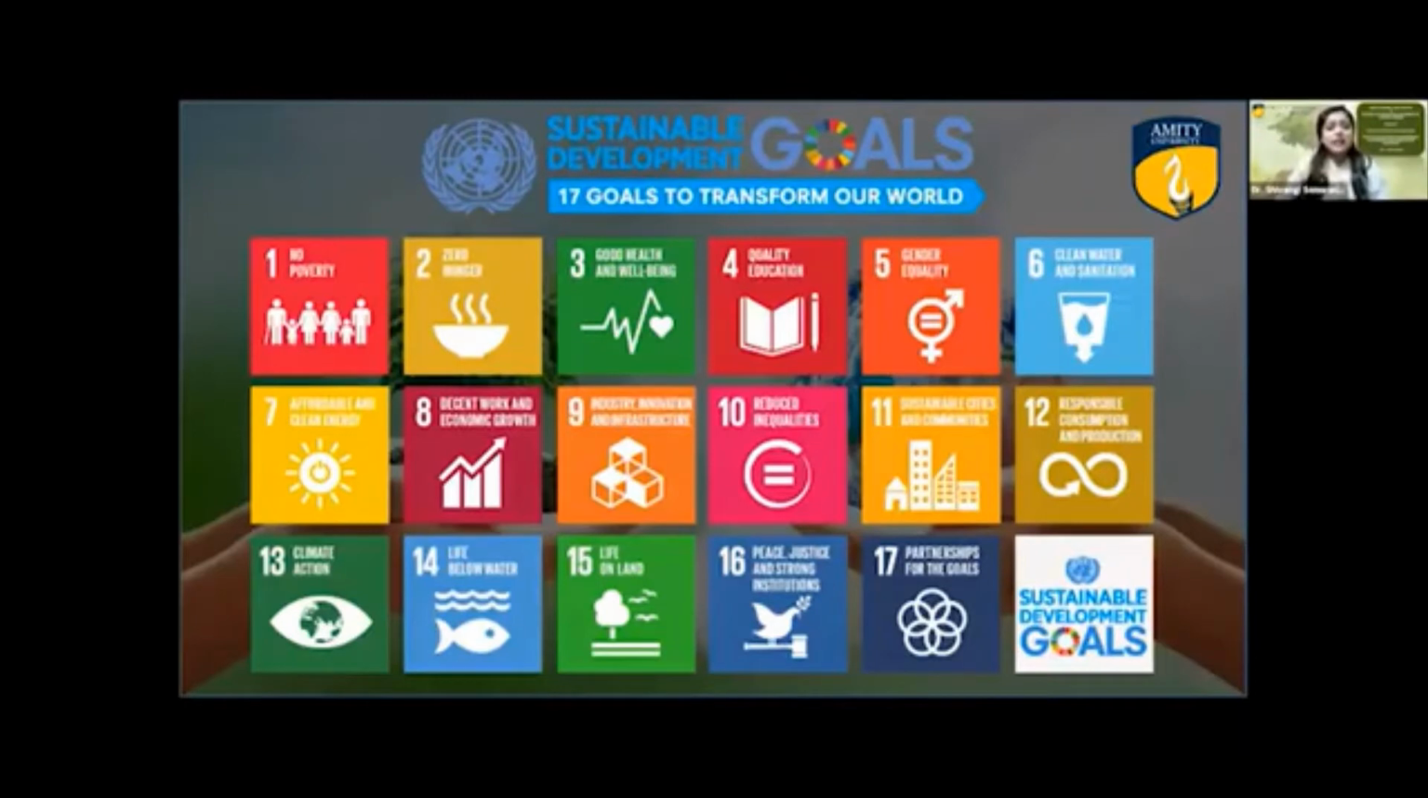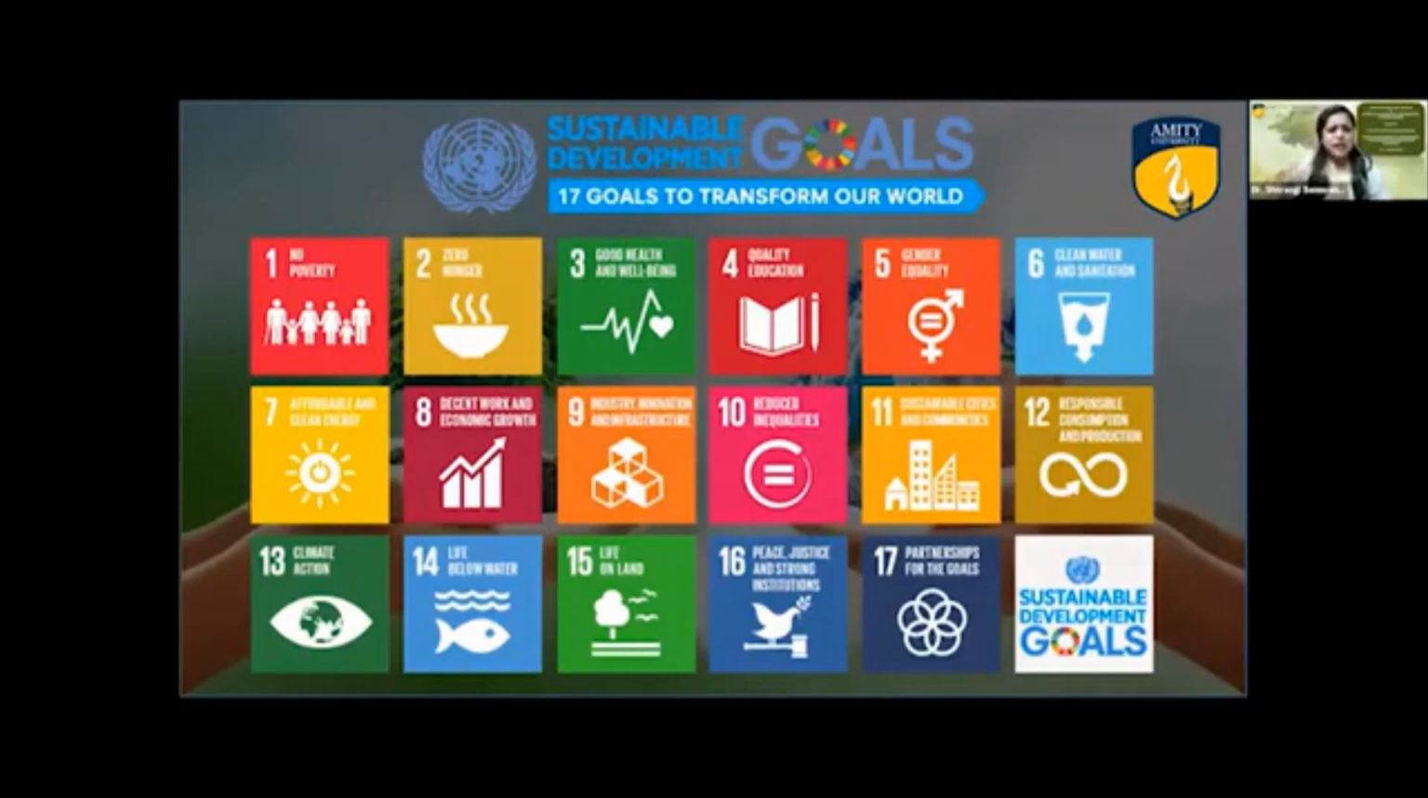Eradicating poverty in all its forms remains one of the greatest challenges facing humanity. So the SDGs are a bold commitment to finish what we started and end poverty in all forms and dimensions by 2030. Then the second SDG is zero hunger.